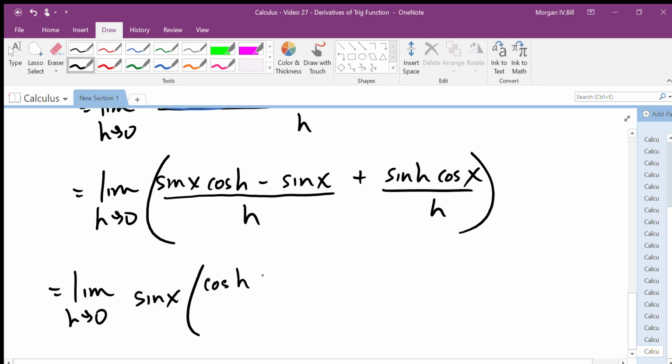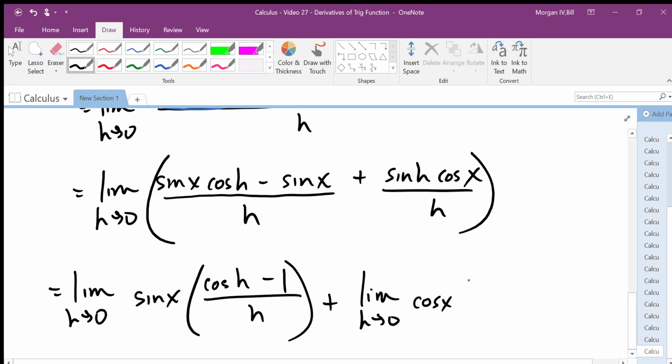Cosine of h minus 1 over h. Plus, and let's give this right-hand fraction its own limit. The limit as h goes to 0, and let's write it like this. Let's write it like cosine of x times sine of h over h. Same thing, right? Just rewritten a little bit differently. So we have this limit, and then we have that limit.